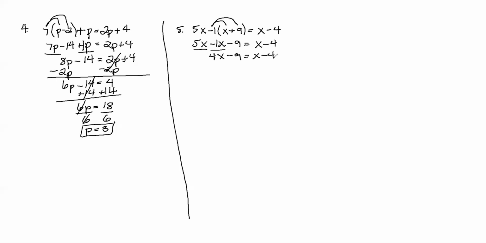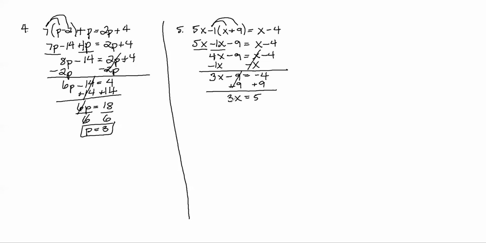Get all the variables on one side. So let's go ahead and move this x over to the left. It's a positive x, so we'll subtract x. And 4x minus 1x is 3x. Minus 9 equals -4. Move the constants to the right, so let's add 9. And so these cancel, and we get 3x equals -4 plus 9 is 5.